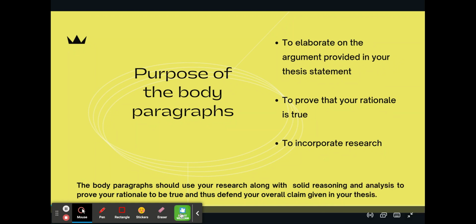The purpose of the body paragraphs is to elaborate on the argument provided in your thesis statement, to prove that your rationale is true, and to incorporate research. The body paragraphs should use your research along with solid reasoning and analysis to prove your rationale to be true, and thus defend your overall claim given in your thesis.